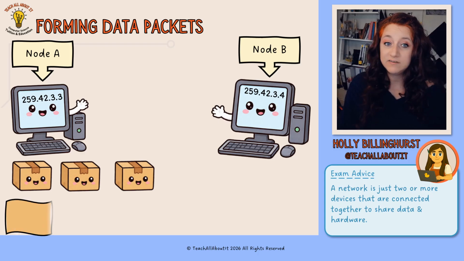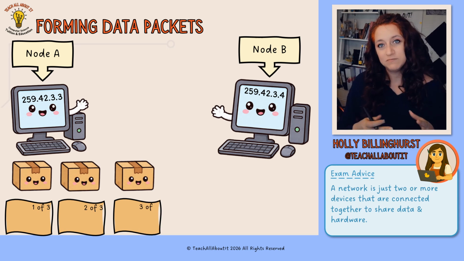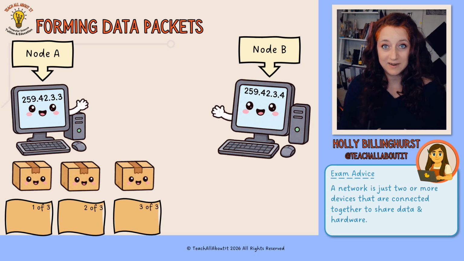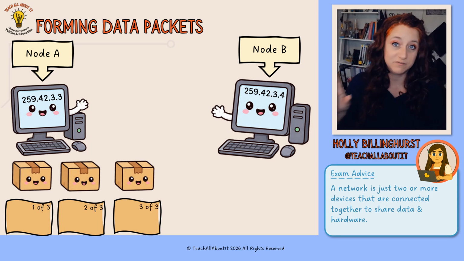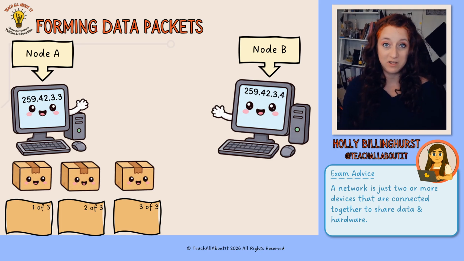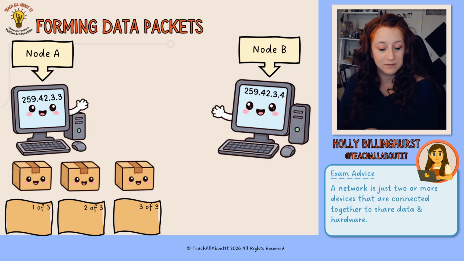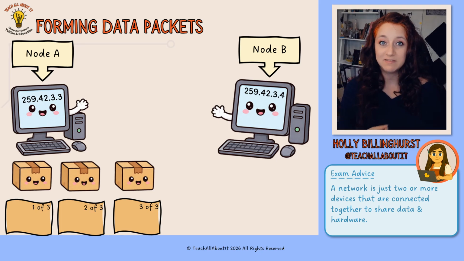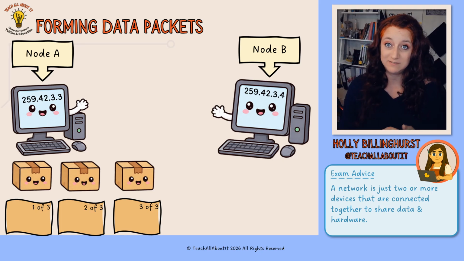This one is going to have something in the header that says 1 of 3, 2 of 3, and 3 of 3. Now the reason for doing this is because quite likely we're going to be sending them all off in different directions. As they are sent, they're probably going to take the shortest path to the next computer. That doesn't necessarily mean that they're going to arrive in order, so the receiving computer needs to be able to identify all the packets and put them back together.